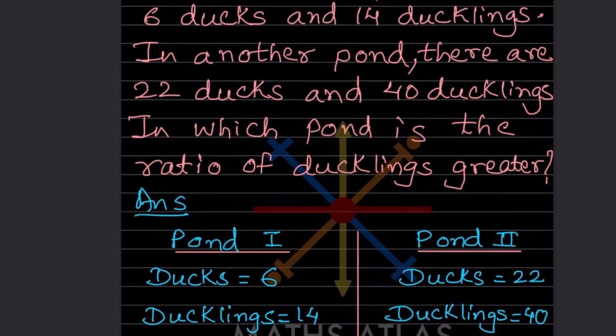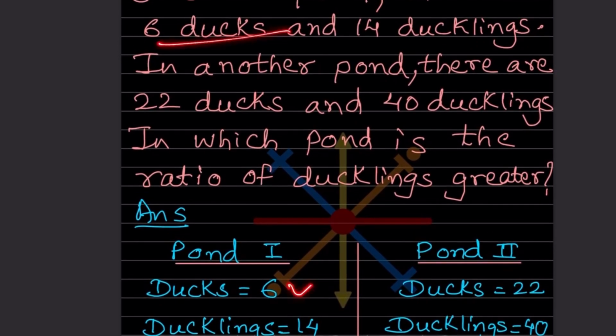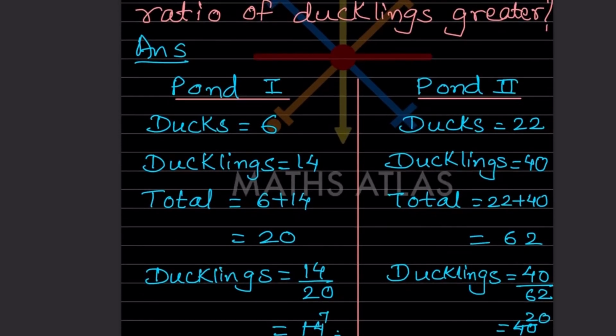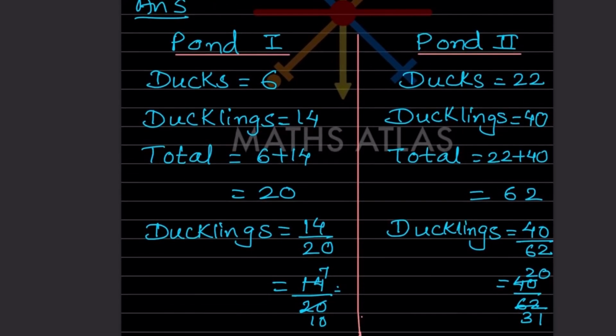So in the first pond they said 6 ducks. So ducks is 6. Ducklings 14. Now in another pond, this one, 22 ducks and ducklings 40. So what did I do now? We'll just see here. This is ducks and we'll see total. Total is how much? Here 6 plus 14, that is 20.